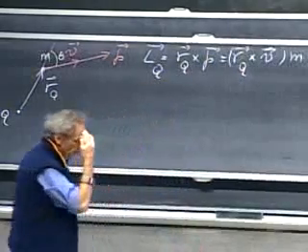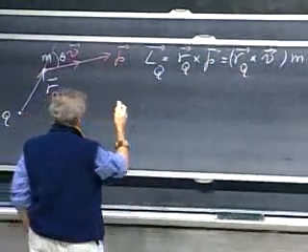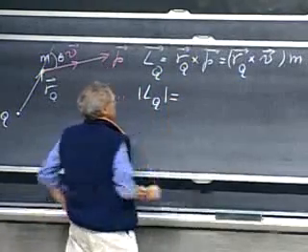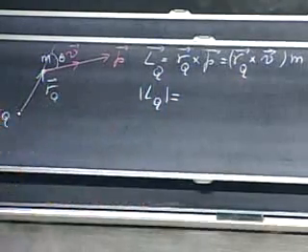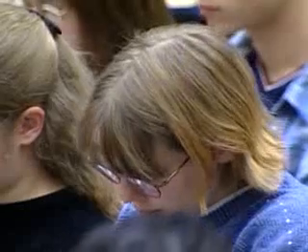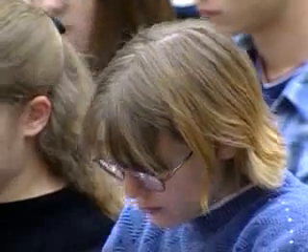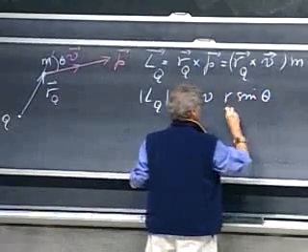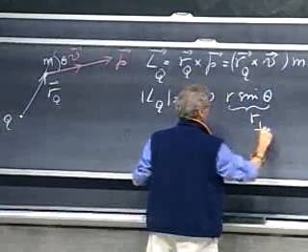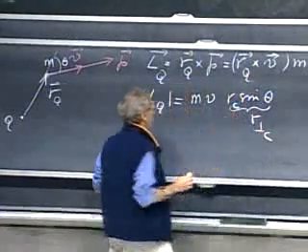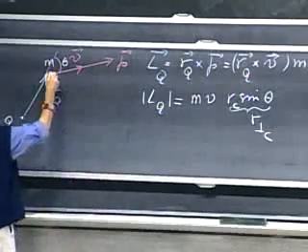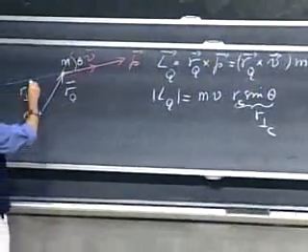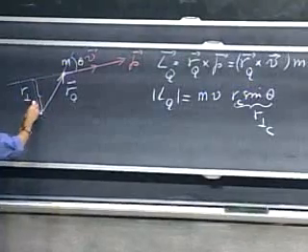The magnitude of the angular momentum relative to point Q is of course rmv, but then I have to take the sine of the angle theta. So let's say it is mv r sine theta, and this I often call shorthand notation r perpendicular. That r perpendicular is this distance relative to point C.